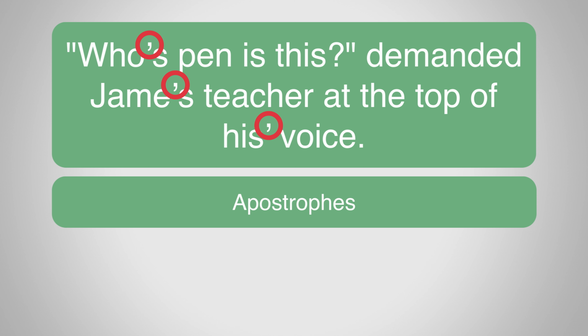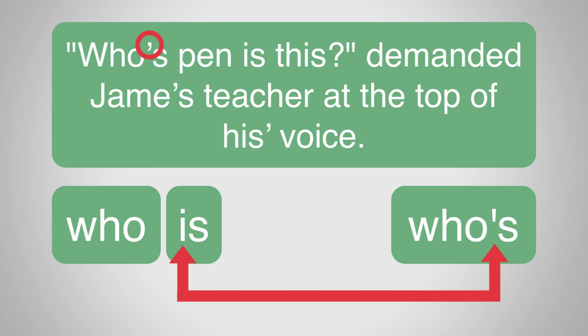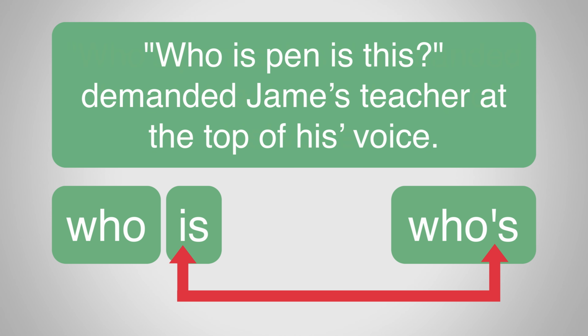There are 3 in this sentence, but none of them are correct. Let's look at one at a time. Whose pen is this? We only use an apostrophe with the word whose if we want to show omission. That's some letters missing. So are we showing omission here? Well, if we are, we should be able to read the sentence out loud, replacing the contraction whose with who is. Well, let's try. Who is pen is this?